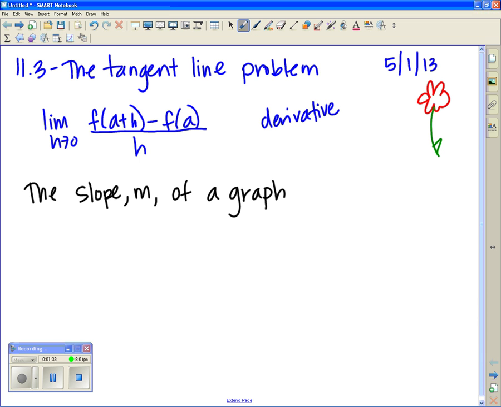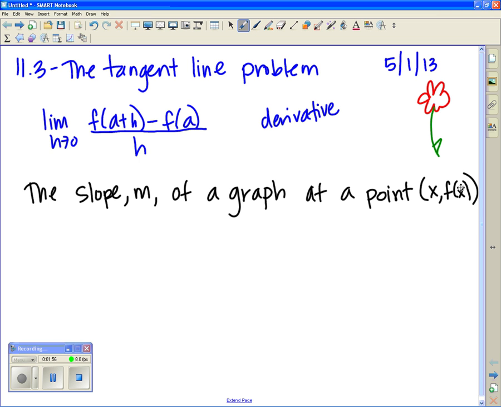So when I say a graph, it doesn't mean that it has to be a line. It can be any graph. At a point, the point is x and then f of x. So that tells you a couple things. Your graph is a function because we're using function notation. And this is your x value and this is your output value at x.